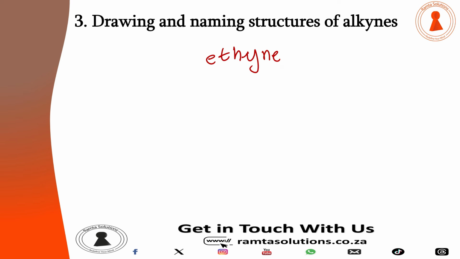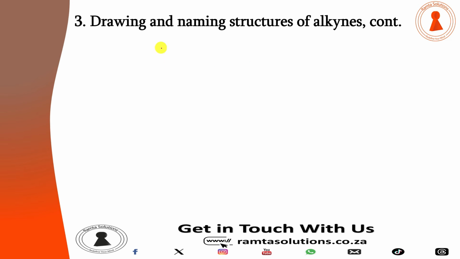Ethyne means you have two carbons, but the functional group is a triple carbon-carbon bond, isn't it? Therefore, we don't have any substituent. So this is your ethyne. Happy? Perfect.